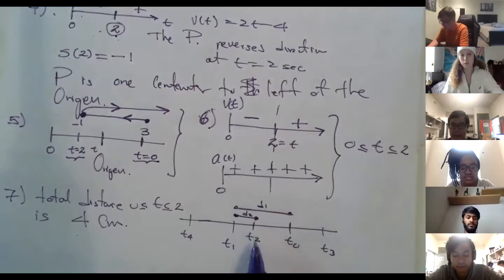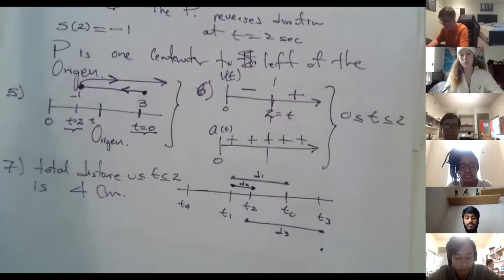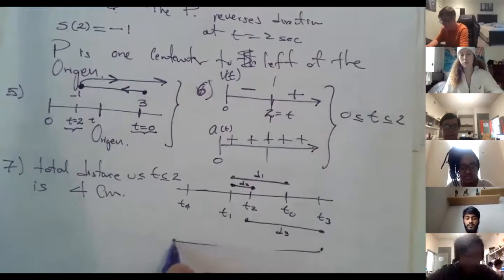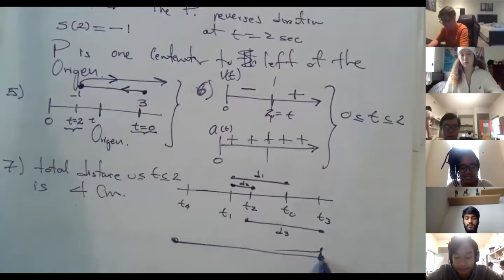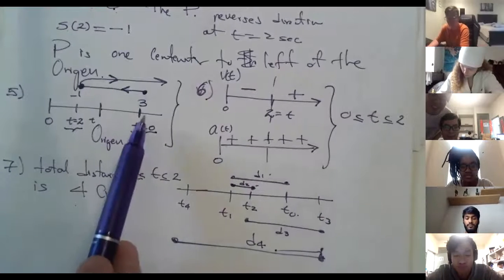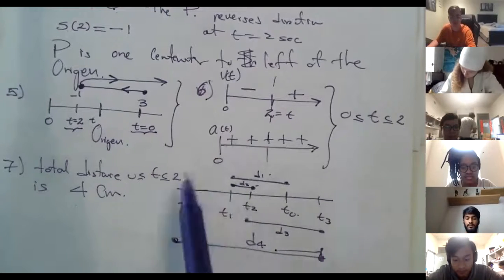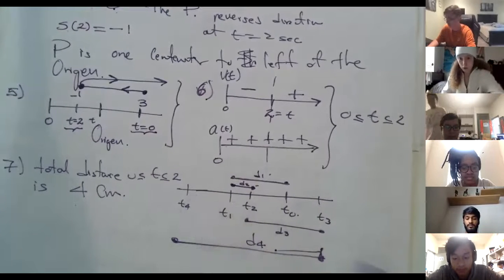Then what do you do next? From time 2 to time 3. So you're going to find this distance from here to there. And that's going to be the third distance that you find. And then finally, you're going to find the distance from T3 all the way to what? T4. And then you're going to add all these distances. Make sense? In the problem that we just did, there was just one change, so that's why we did it just one time. But if it's more than one, then you will have to do all this. Okay? Well, that was problems 4 to 7.